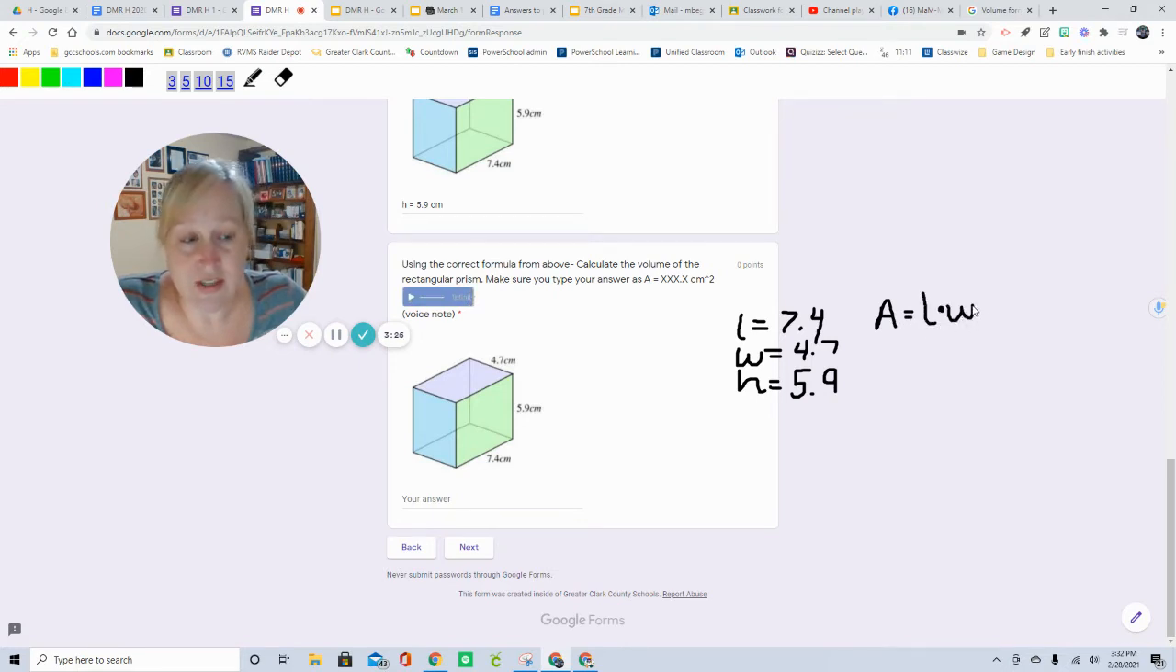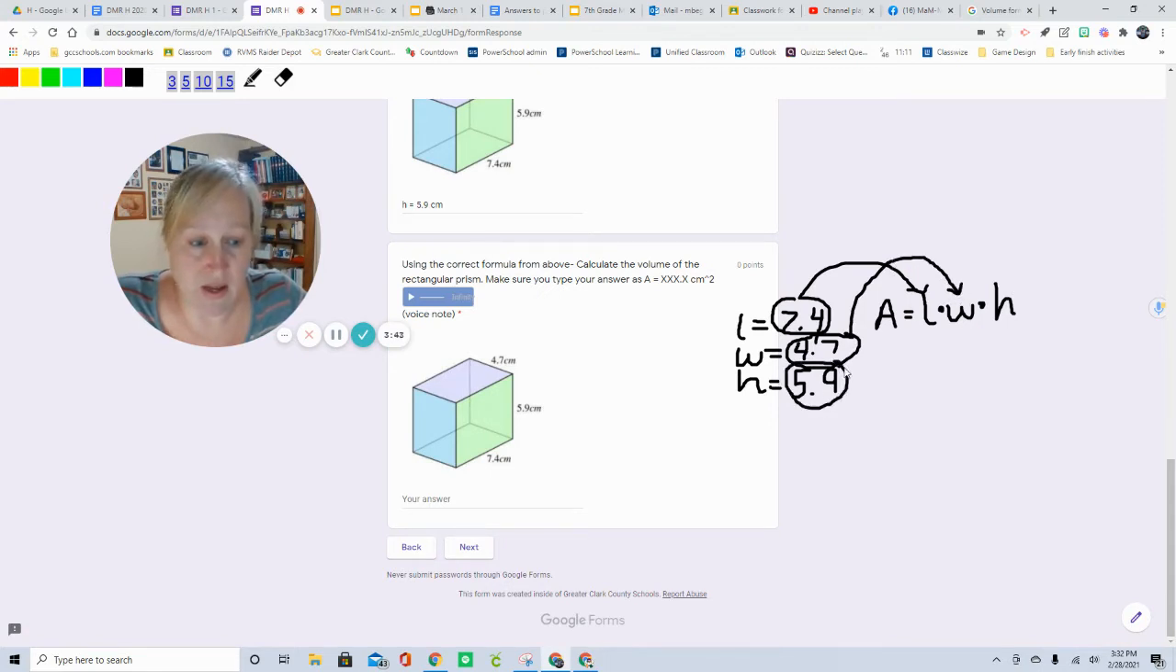Okay, so I'm doing what was said and explained. I'm going to substitute in my numbers. So I'm going to put 7.4 where the L is. I'm going to put 4.7 where the W is. I'm going to substitute in 5.9 where the H is, and then hopefully rewrite it where it's legible. So A equals 7.4 times 4.7 times 5.9.